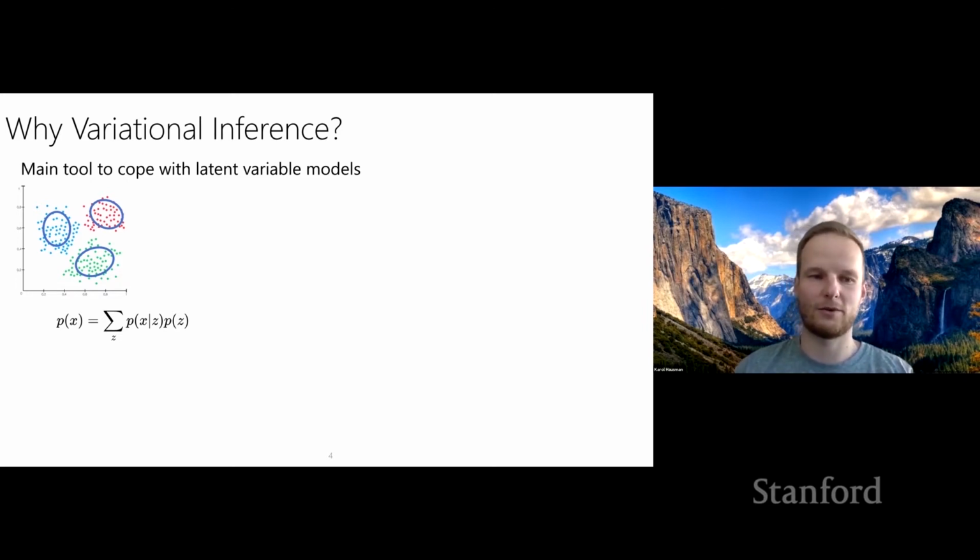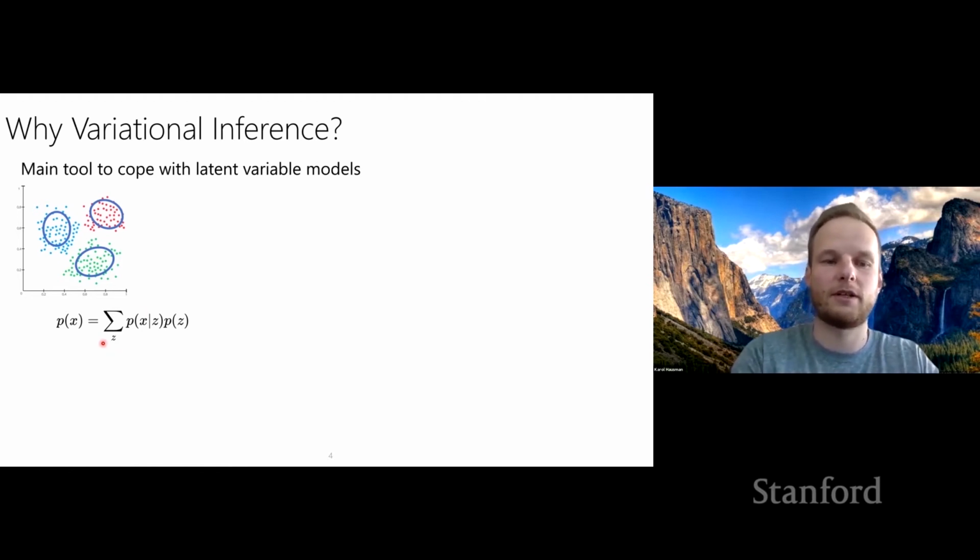Now, in order to compute the probability of a data point, we sum over all the clusters, sum over z, and take the probability of the data point given that you're in a particular Gaussian, in a particular cluster, times the prior probability of which cluster the data is in.